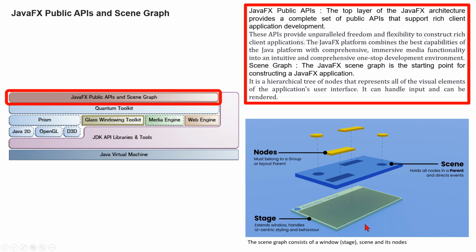Stage. The stage represents the window of any view in the JavaFX model. In fact, it extends the Window class. Scene graph. The scene graph in JavaFX represents the contents of a scene that focuses on the hierarchical relationship between nodes.